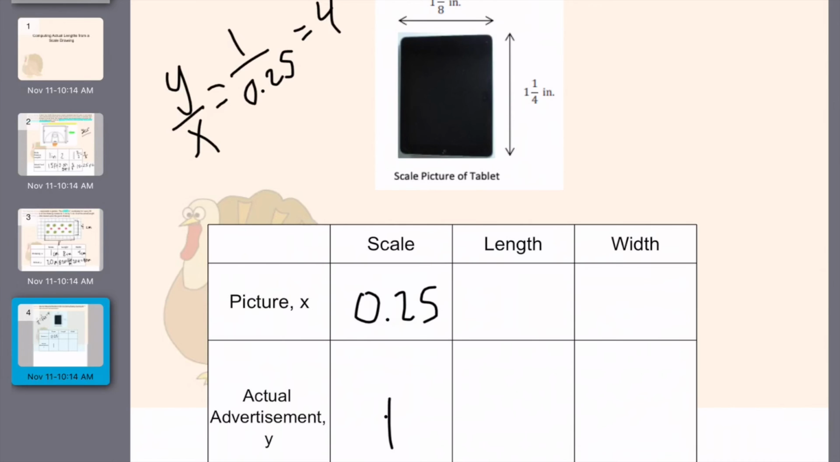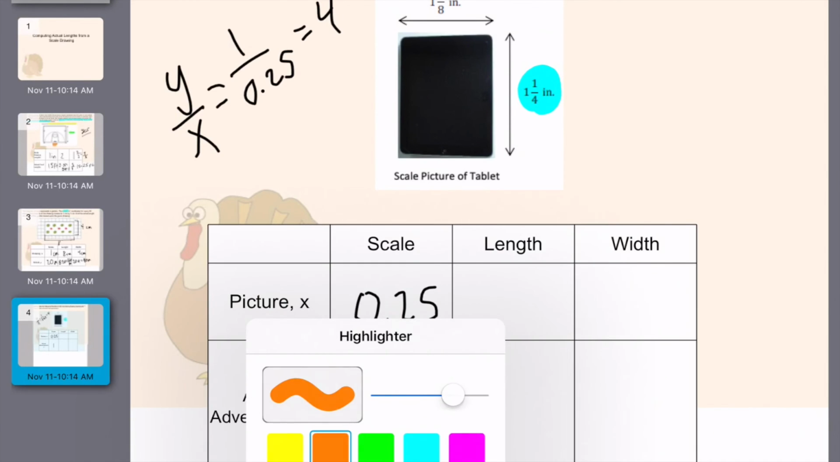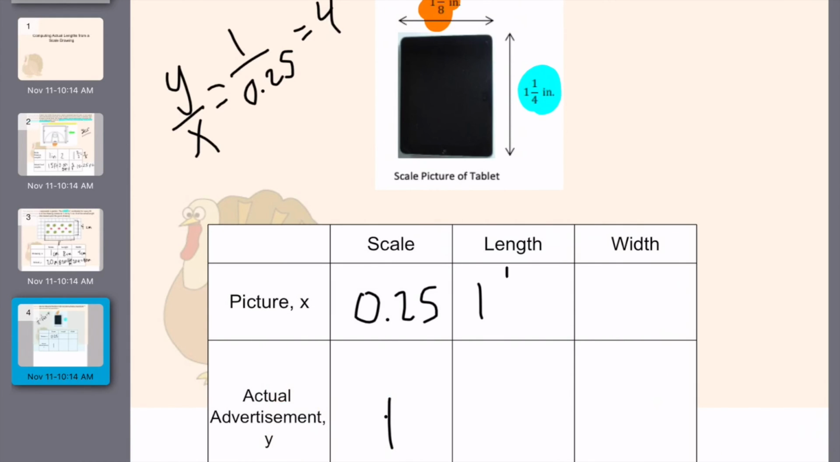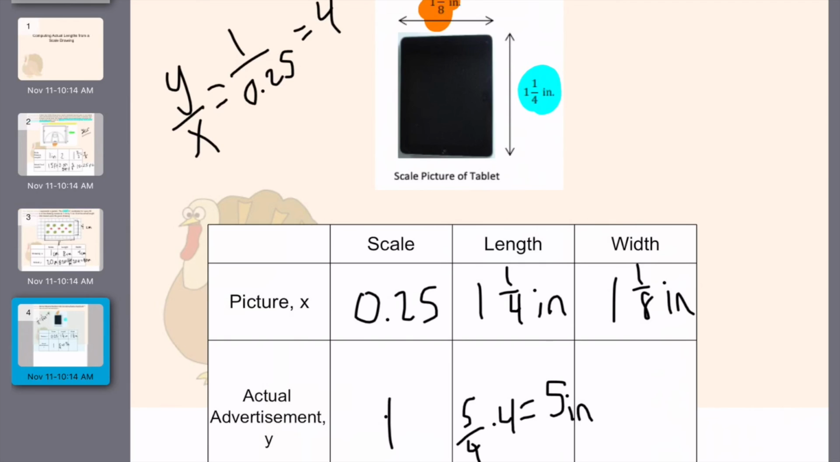So now I just take these lengths and widths that they give me in the drawing, and I need to throw it into the table. So I have 1 1/4 inches and 1 1/8 inches. And all I have to do is multiply those by 4. So 1 1/4 is the same thing as 5/4 times 4, which gives me 5 inches. And then 1 1/8 is 9/8 times 4, which actually gives me 9/2, or 4 1/2.